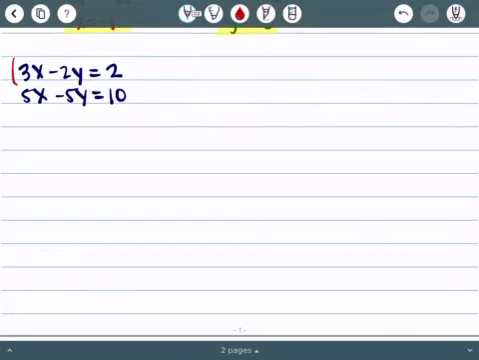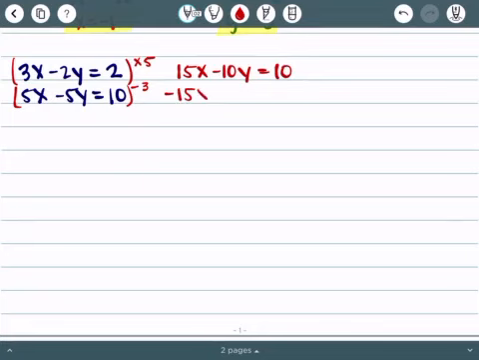So I'm going to multiply my top equation by 5. And I'm going to multiply my bottom equation by negative 3. So then I'm going to have 15x minus 10y equals 10, and I'm going to have negative 15x plus 15y equals negative 30. So when you're done with this, you need to make sure that one of your variables has the same coefficient and opposite sign. So I'm going to add straight down now.